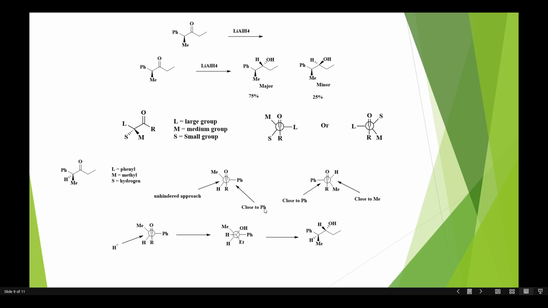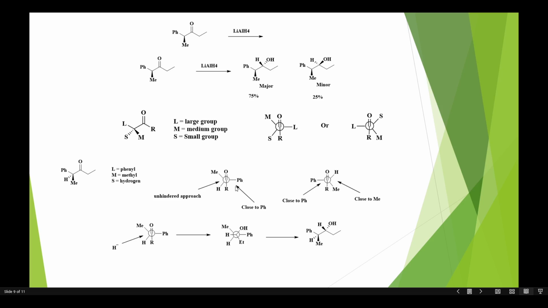But first we will check from which side the attack will be much more favorable. There are four types of attack. First one this one, second one this one, third one this one, fourth one this one. Among them the first one is the much more hindered one. Generally, I told you that for any carbonyl group, the angle of attack is 107 degrees. In this particular case also, from the carbonyl we have 107.